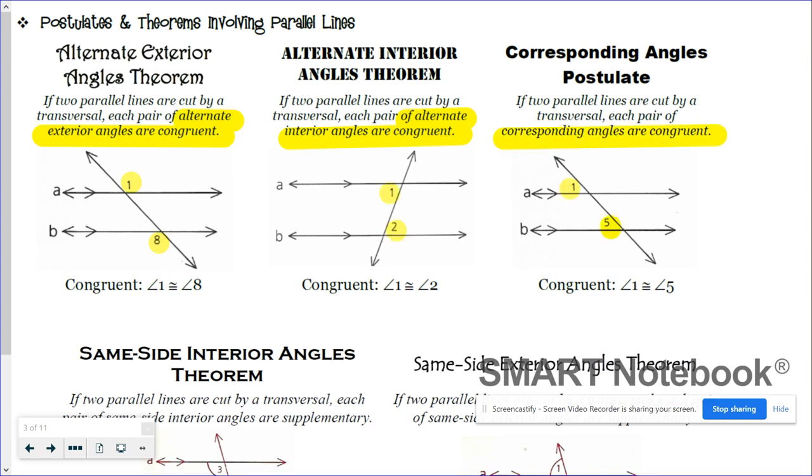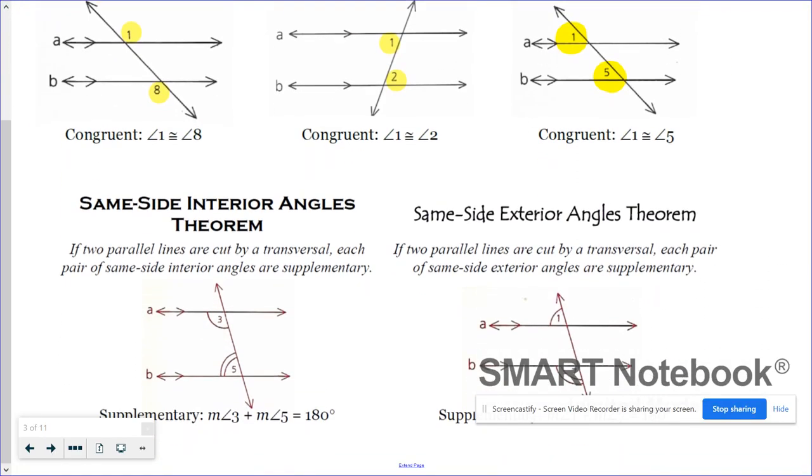Corresponding angles are the angles where one of the angles is on the inside, in between the parallel lines, and one of them is on the outside. They're both on the same side of the transversal, but they're not adjacent. The same side interior angles theorem says that same side interior angles are supplementary, which means they add to be 180 degrees. Same side exterior angles are also supplementary.